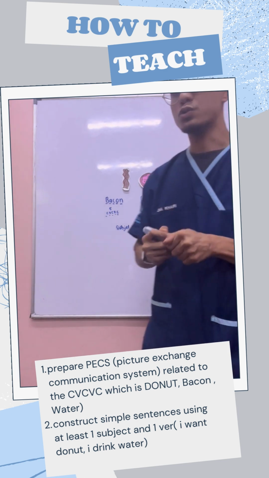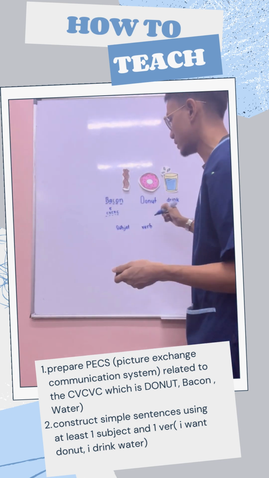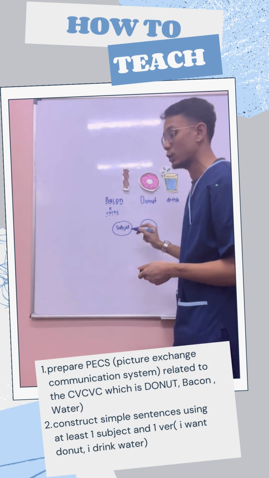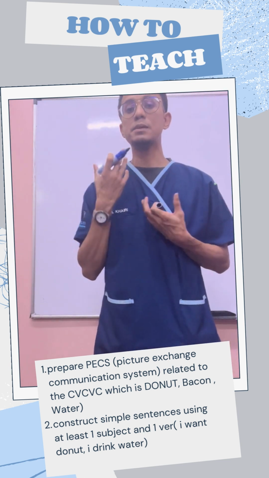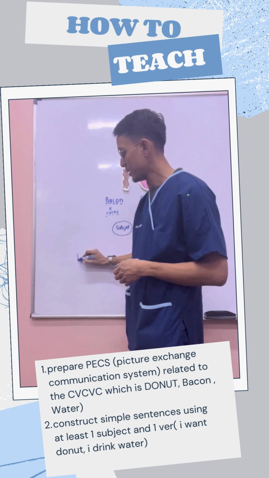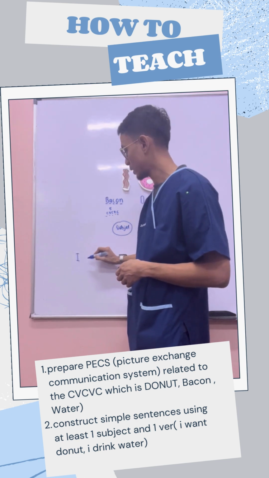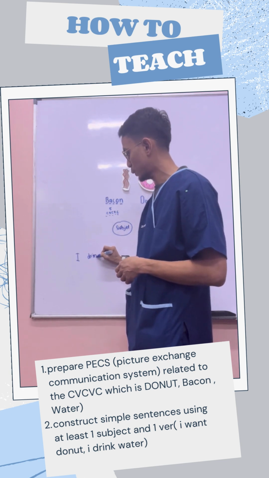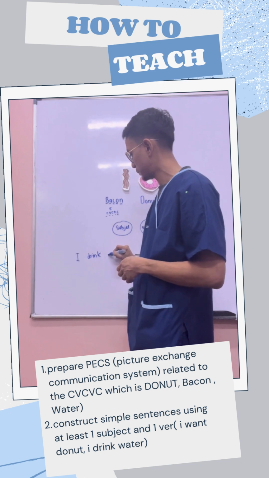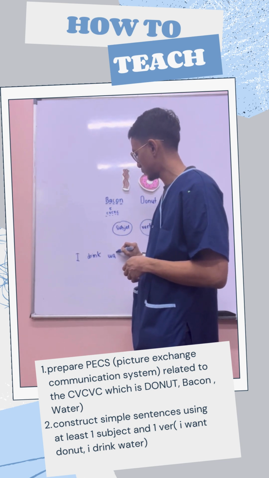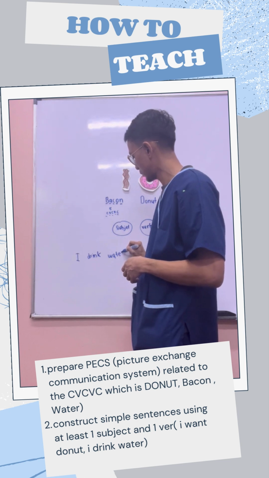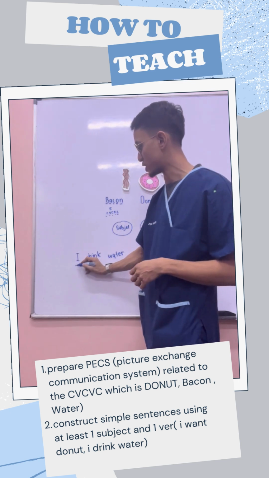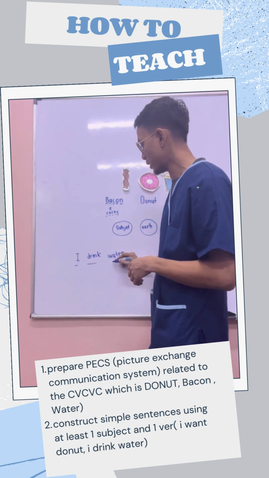So how to construct a simple sentence? So like this one, you need to have a subject and also a verb. So just prepare the simple ones, like I drink water. So from here you can see I is the subject, drink is the verb, and water.